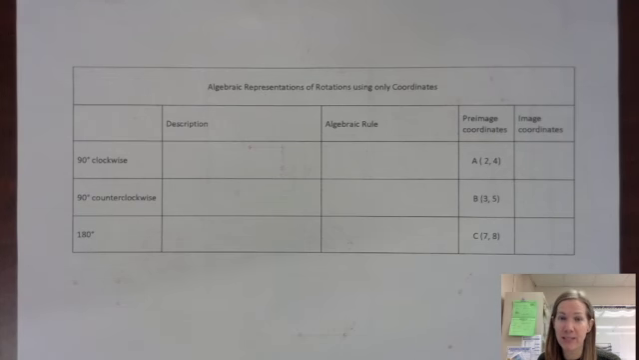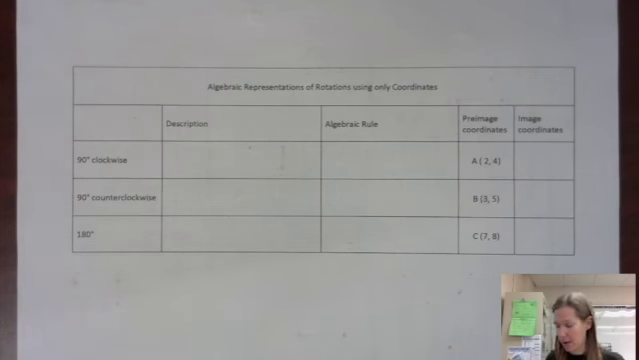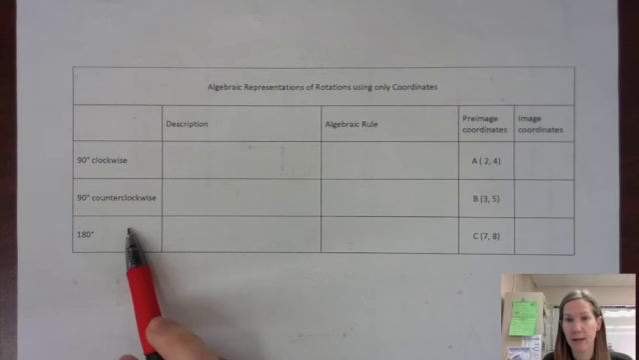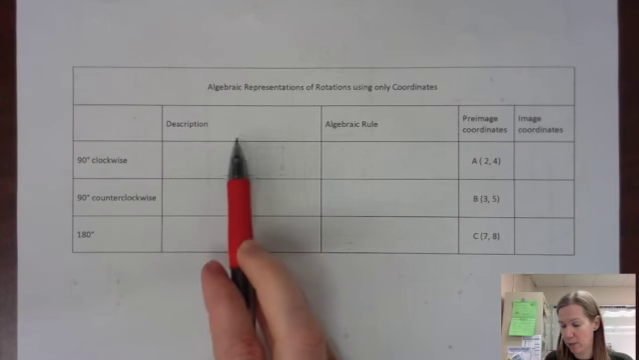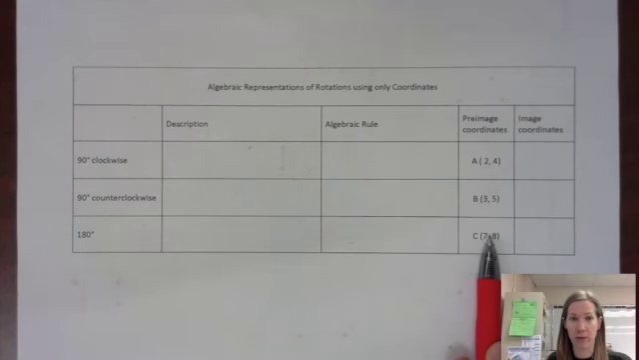Hello, just in case you missed it, we are going to fill in this table again. In this table, you have the three types of rotations that I expect you to have memorized. We're going to describe them, give the algebraic rule, meaning the x and y coordinates, what happens to them, and then we'll give an example over here.